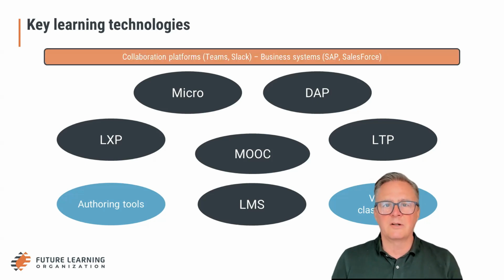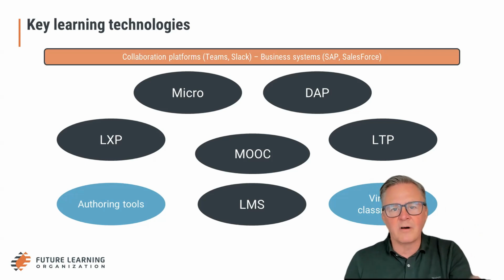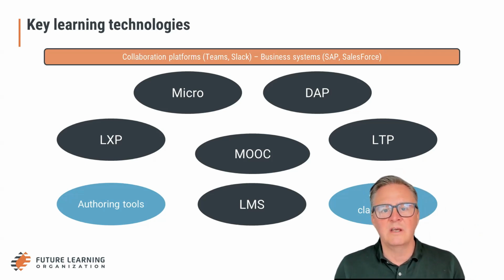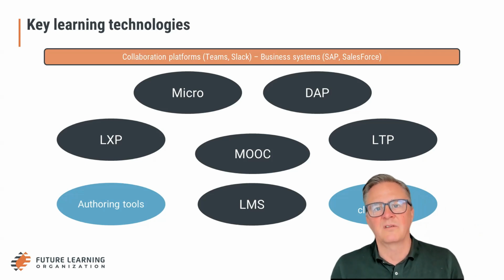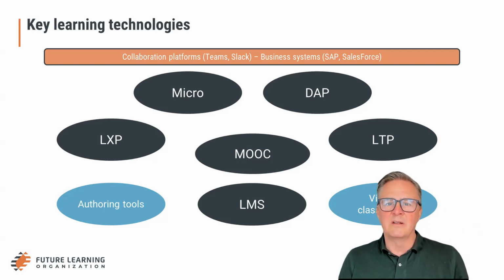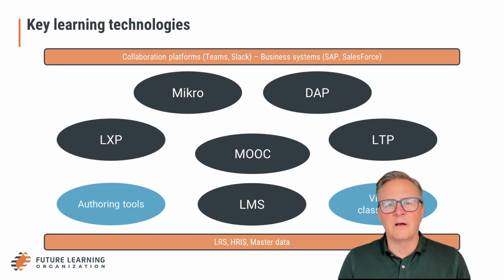On top of this, I would like to add also a layer of user experience, which is normally a collaboration platform like Teams or Slack, or a business system like SAP. And today, I think the most common integration platform would be Teams. On the bottom, I would like to add a layer of HR data, the Learning Record Store, or HRIS, the master data. All these systems actually need data to be adapted to you and your needs.